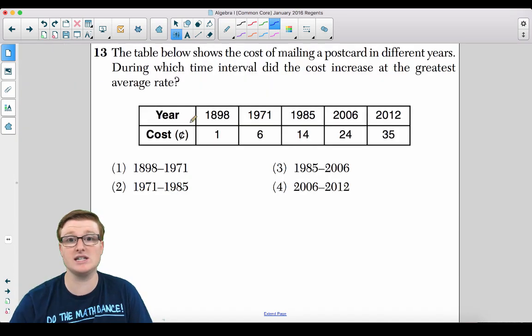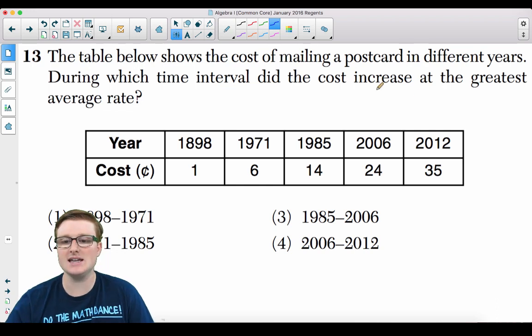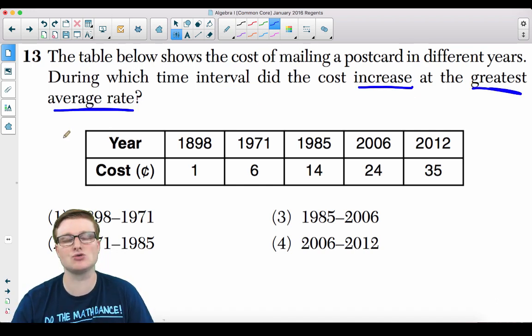We're starting off with question number 13. All right, here we go. The table below shows the cost of mailing a postcard in different years. During which time interval did the cost increase at the greatest average rate?